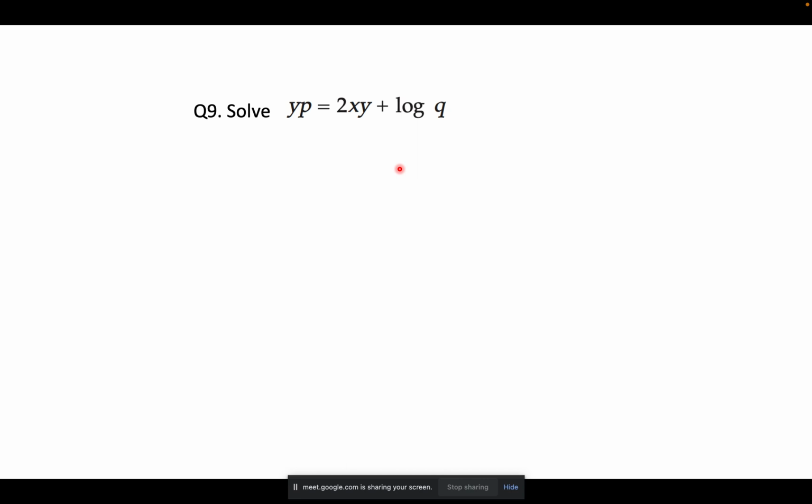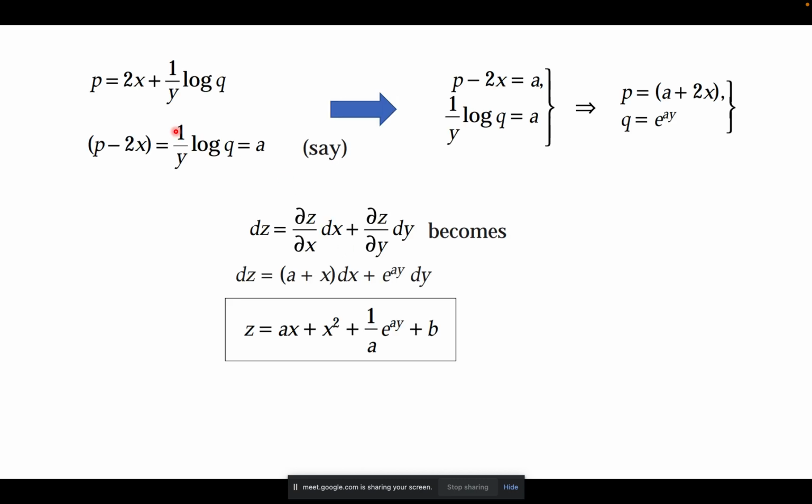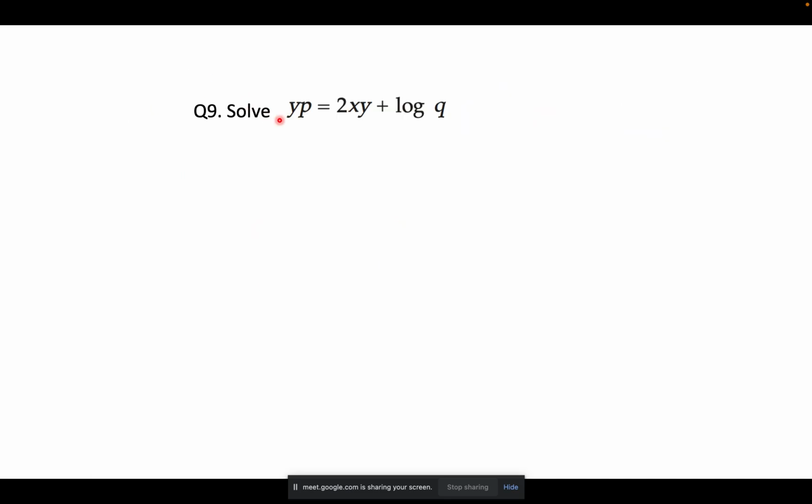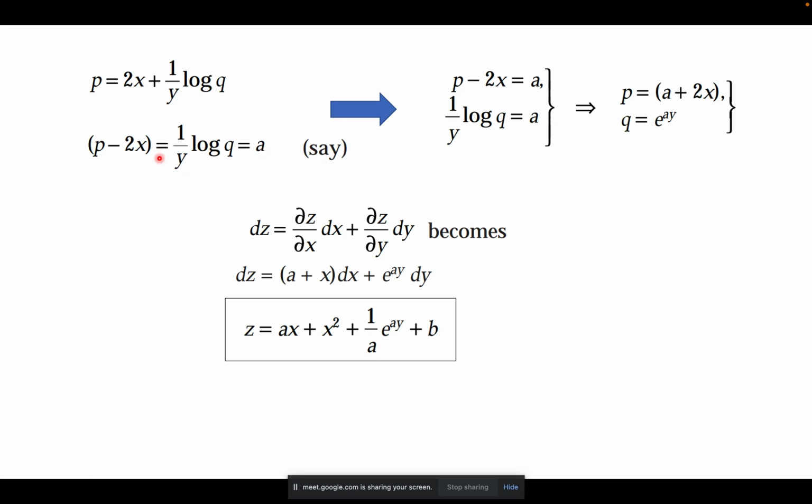Okay, so you are given this type of equation: yp is equal to 2xy plus log q, right? So here you see it's a function of x, y, p and q. So what will you call it? You will call it the third standard form. In the third standard form, first you write the functions involving p and x, and q and y, on the left hand side and right hand side. As I told you, you can simply divide this equation by y on both sides, so you will have p is equal to 2x plus (log q) upon y, right?